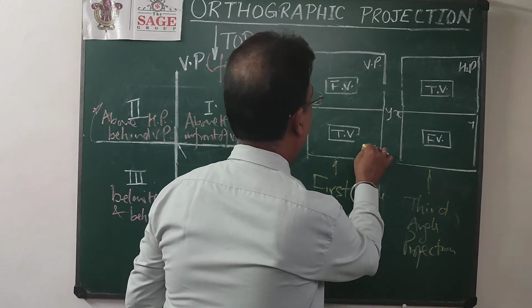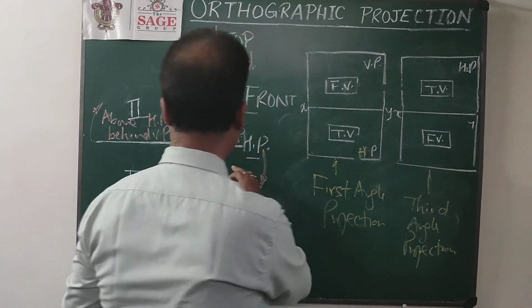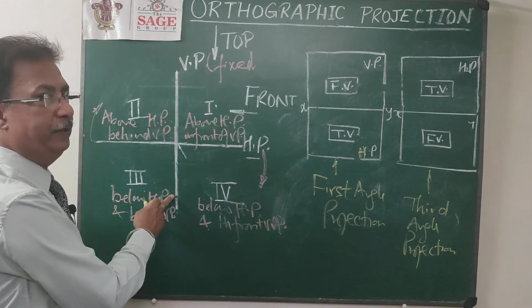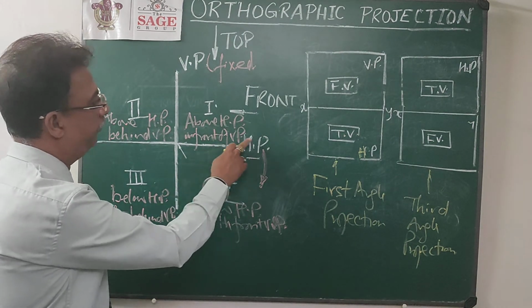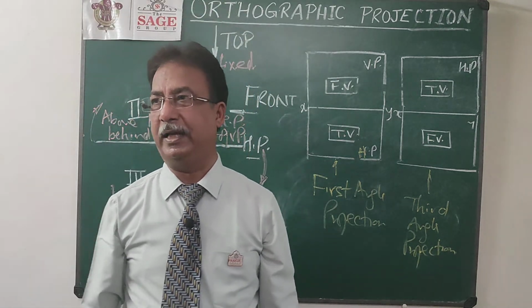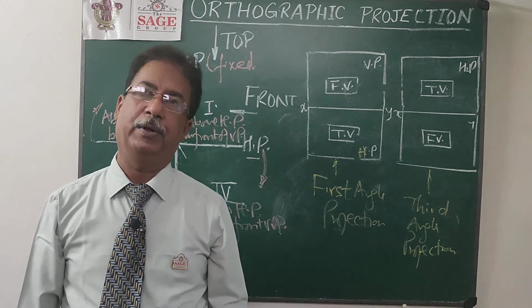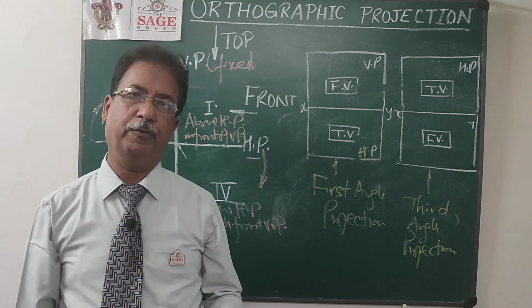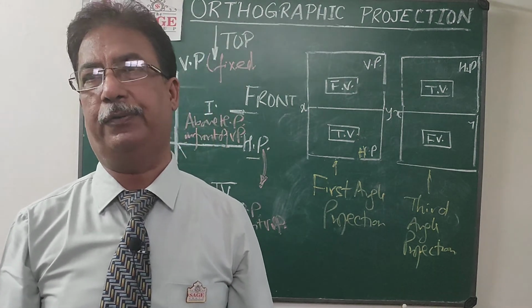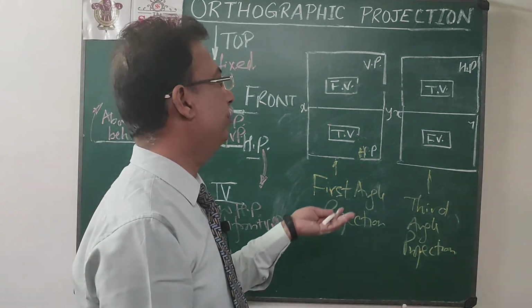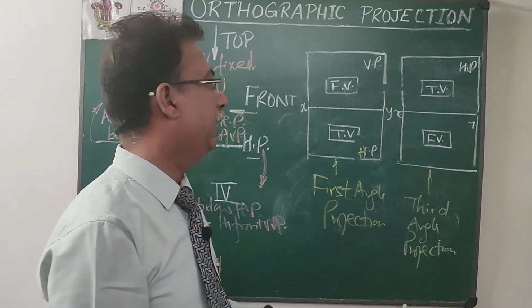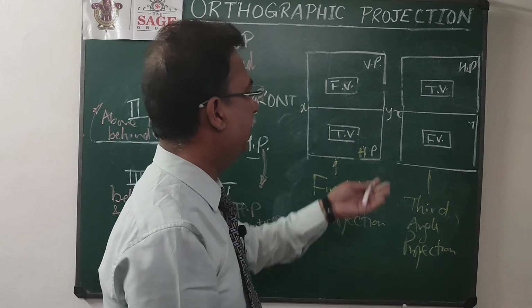Same way, reverse of that will be in the fourth quadrant, object will be below HP, in front of VP. On the VP we will get the front view, on the HP top view, rotation will be downside. So both the projections will be below reference line. So these are the four-way positioning of any object in the first quadrant, second quadrant, third quadrant and fourth quadrant. So we can draw objects in any quadrant, first, second, third or maybe fourth, and we can draw like this.